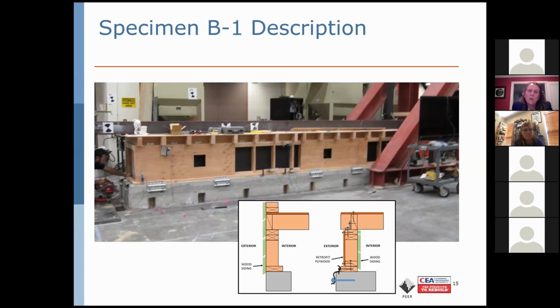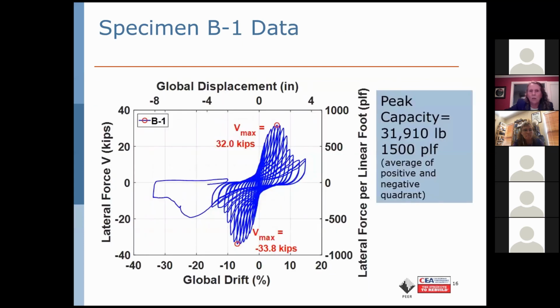This is actually a wall that has a horizontal wood siding on the interior face and the retrofit on the exterior face. You can see the little graphic showing on the left-hand side the pre-retrofit condition, and on the right-hand side with retrofit, the condition that we were emulating with the test.